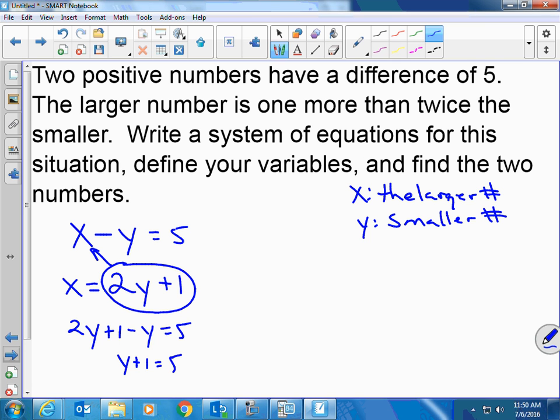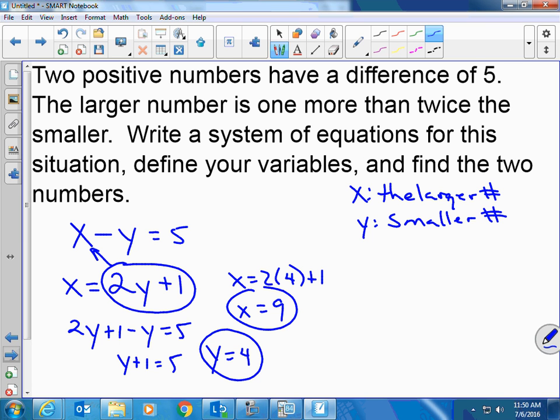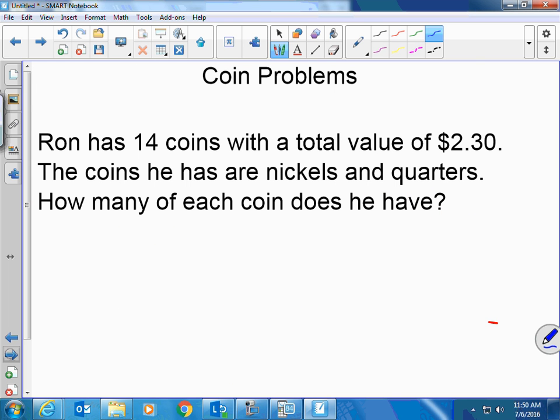And so y must equal 4. If y is 4 and x equals 2 times y plus 1, then x must be 9. The larger number, x, is 9. The smaller number, y, is 4. And the difference between 4 and y, or 4 and 9, is 5. Those are 2 examples of number problems.